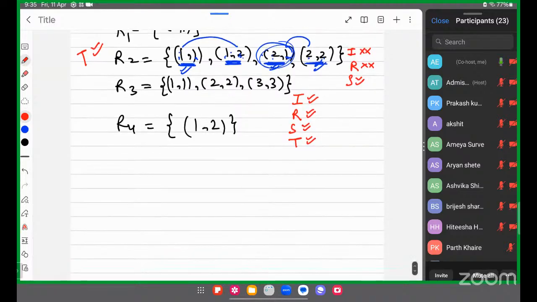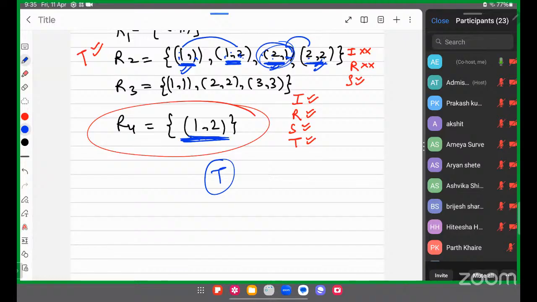What about R4? In R4 we have only one ordered pair. I already told you, if there is only one ordered pair, you have to check nothing. It will be guaranteed transitive. Is it reflexive? No. Is it identity? No. Is it symmetric? No. But it is transitive.